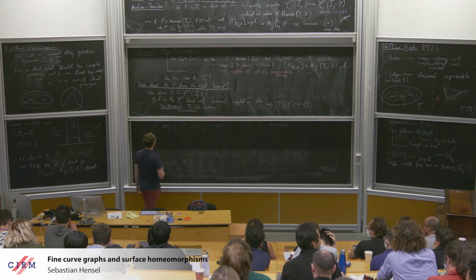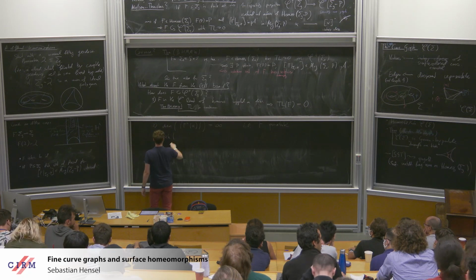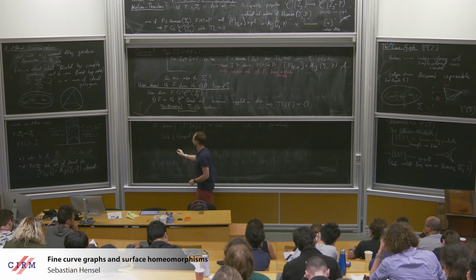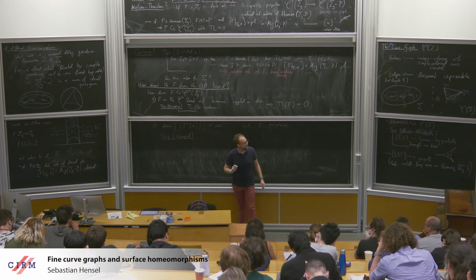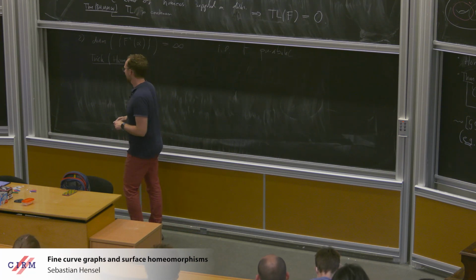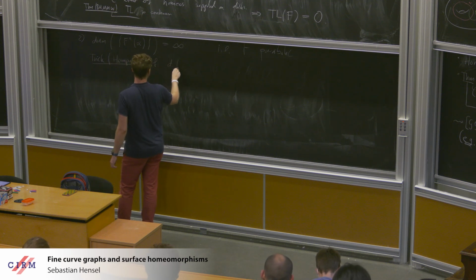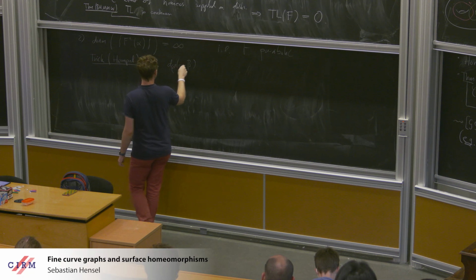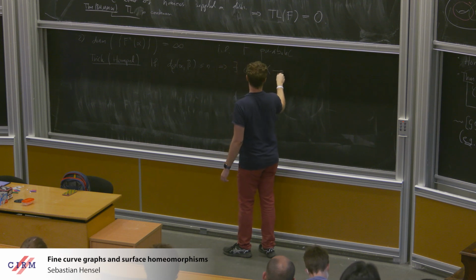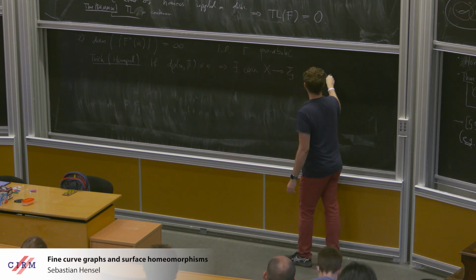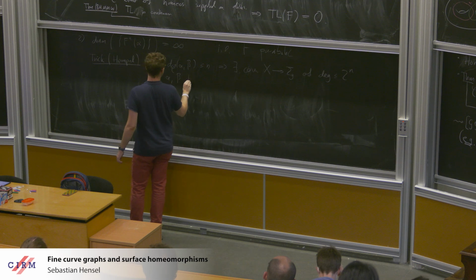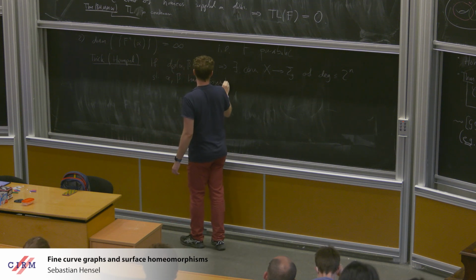And so let me very quickly tell you why this is true. This is a trick that goes back to Hempel. I mean, Hempel didn't do this in this setting because he didn't care about the fine curve graph, but he cared about this for the normal curve graph, and his trick just works exactly the same. And the trick is that if the distance from alpha to beta in the fine curve graph is at most n, then there exists a cover of my surface of degree at most 2 to the n, such that alpha and beta have disjoint lifts.